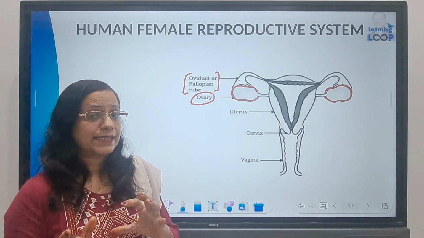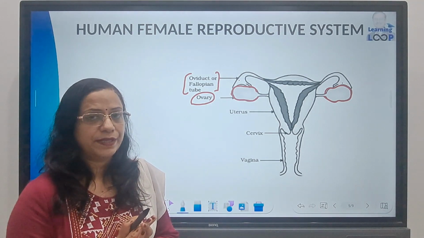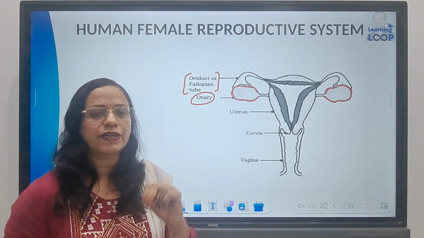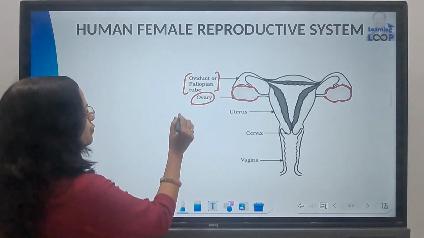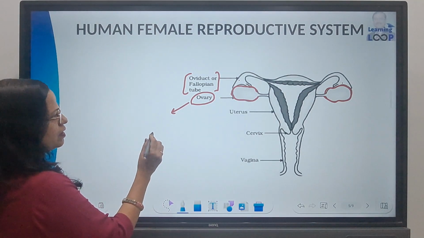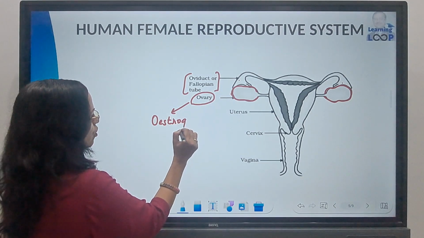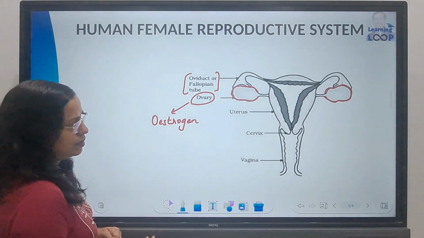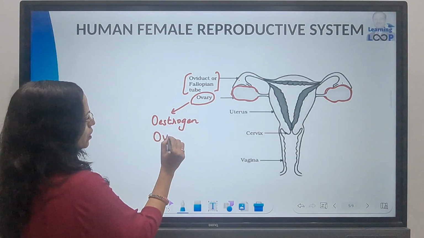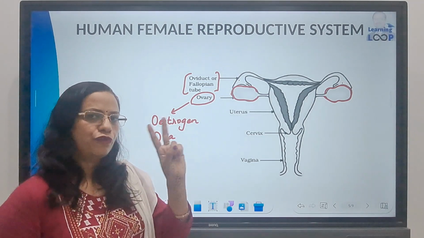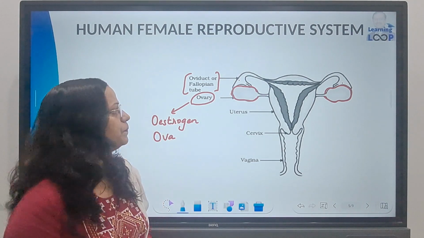Now, just like the testes perform two functions in the case of males, the ovaries also perform two functions in the case of females. So what are the functions? They produce the female sex hormone, that is the estrogen. Again, we talked about it in the chapter Control and Coordination. Plus, they produce the ova or the egg cells. Two functions to be performed by the ovaries.